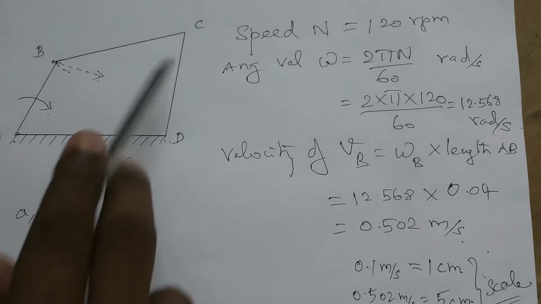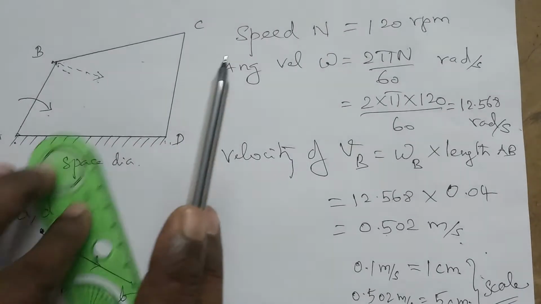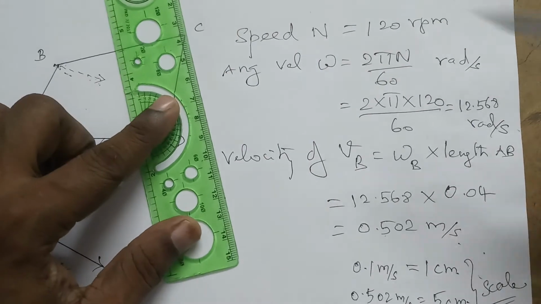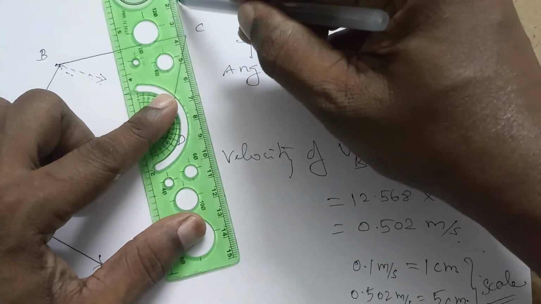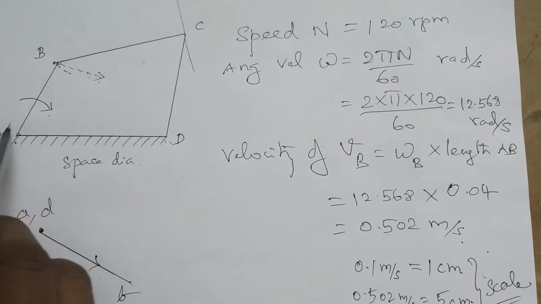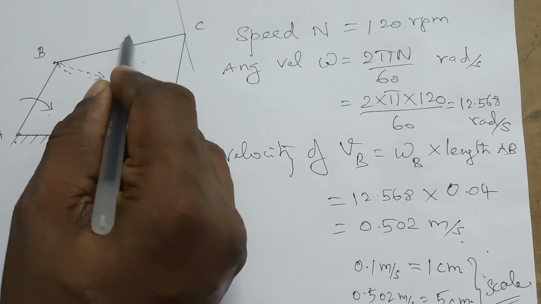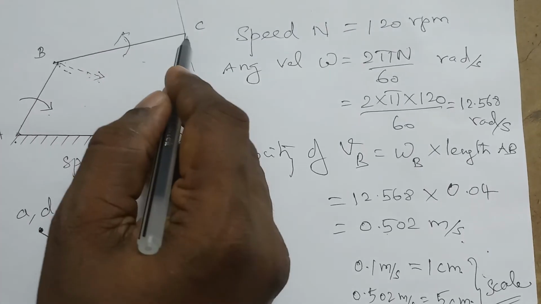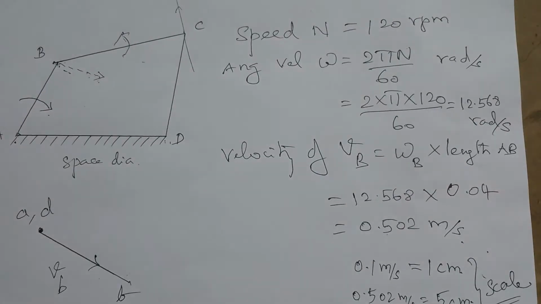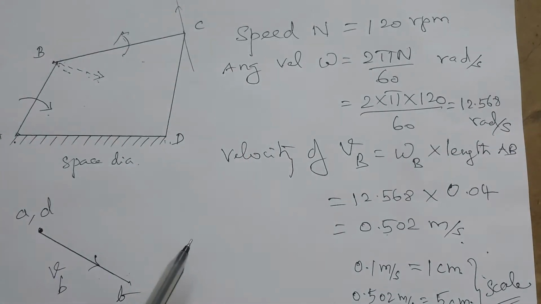Point C velocity will be acting perpendicular to this link BC. We don't know which direction, so I am going to draw like this. Once the input link rotates clockwise, automatically the next link will try to rotate in anti-clockwise direction. That means it will act in the upward direction. So from point C with respect to B, the velocity will be acting upward.